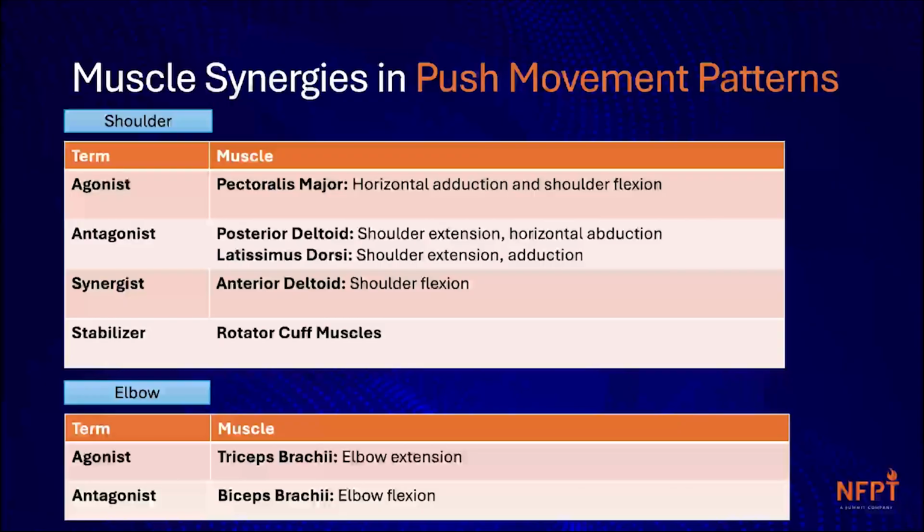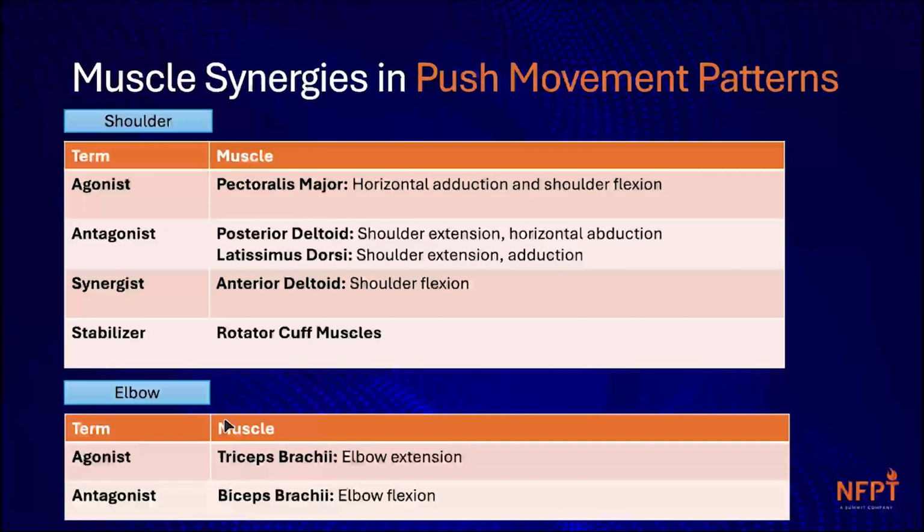Then let's take a look at the synergist. So a synergist muscle is the one that helps out the prime mover or the agonist. So it's not doing all of the work, but it's doing a little bit of the work. And in this case, it's the anterior deltoids because they provide shoulder flexion, which is one of the joint motions. And then lastly, at the shoulder joint, we have our rotator cuff muscles, and those are the stabilizers. So stabilizers are helping to prevent unwanted motion, and they're helping to build a strong foundation to move from.